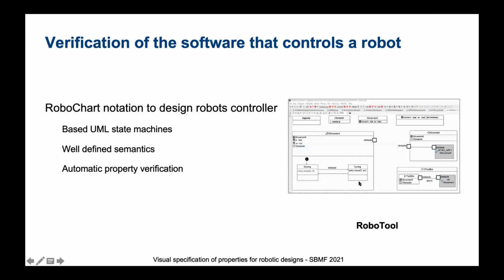Okay, so the context of this work is the verification of the software that controls a robot. There are many domain-specific languages to design the logic of a robot control. But in this work, we focus on the RoboChart notation because this notation has some interesting features. It has a tool, RoboTool, on the right-hand side of the screen, where you can author using a visual language based on UML state machines.